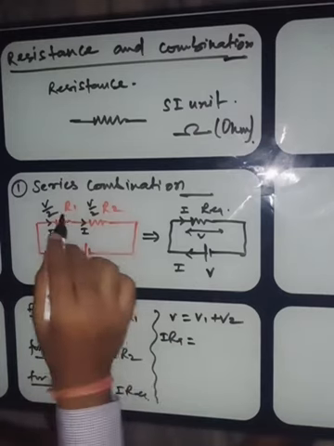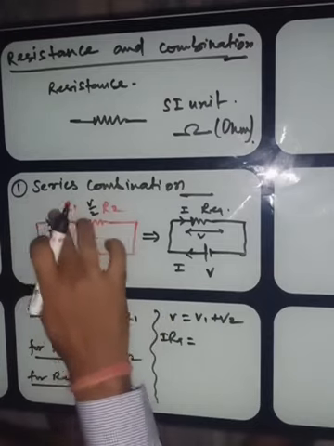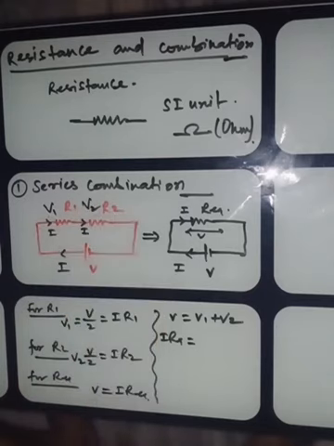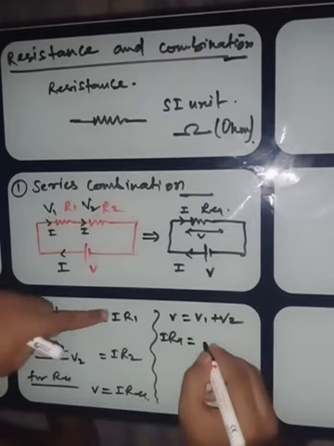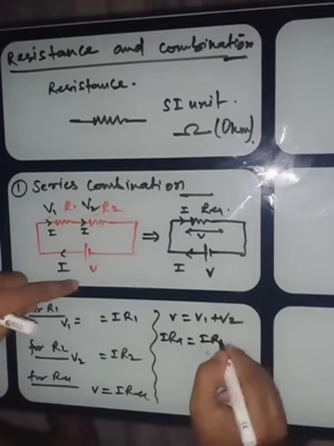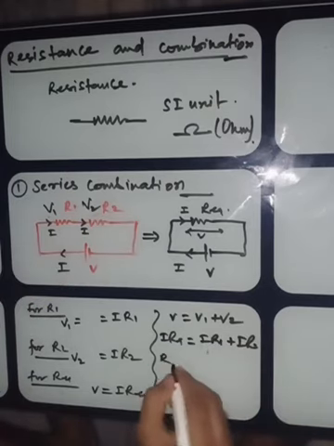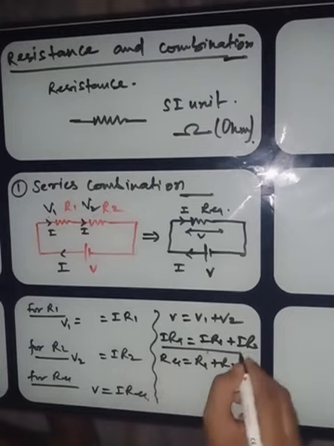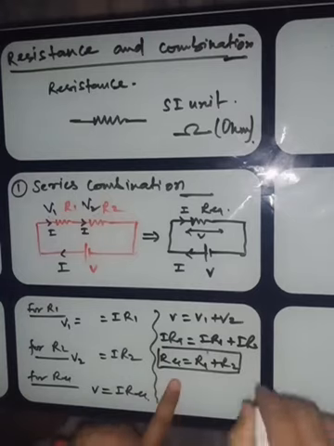Suppose both the resistors are not identical, then it is not necessary that the voltage will be V by 2 and V by 2. Suppose it is V1 and V2, then you can write V equals IR1 plus IR2. I will be cancelled out and then R equivalent will be R1 plus R2.